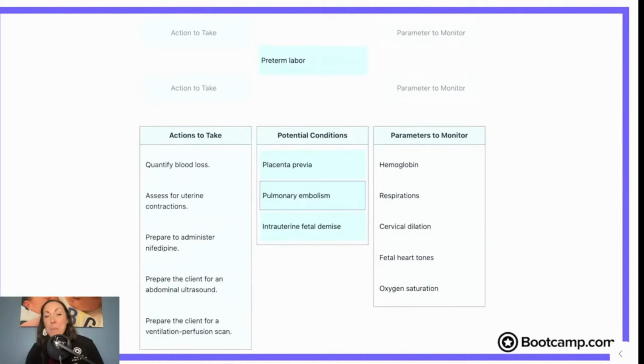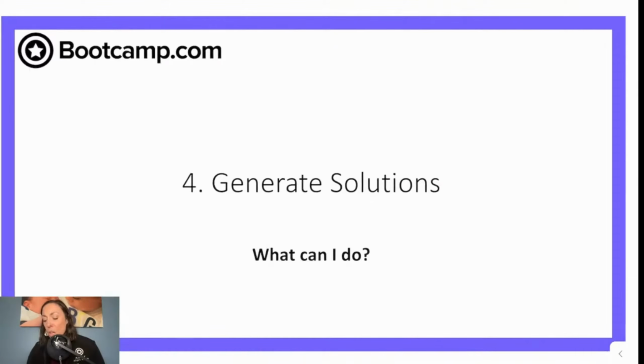All right, so now that we have our preterm labor, we're gonna go on to our next step here and figure out what are we gonna do about that. This client's showing signs of preterm labor, based on all of our findings that are given. So now we need to determine what 2 actions we need to take in order to help this client in preterm labor, okay? So generating solutions.